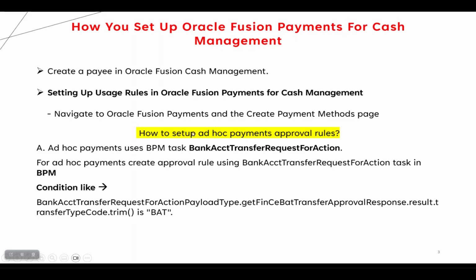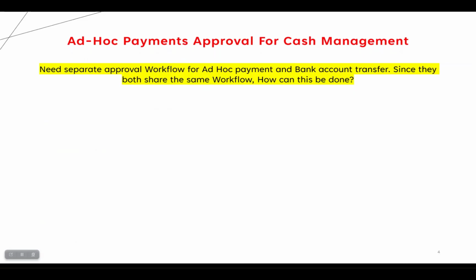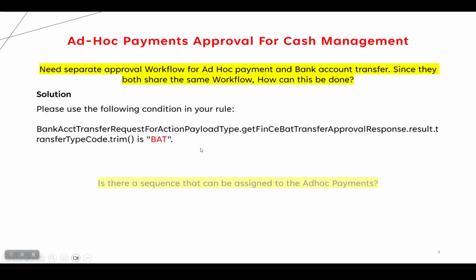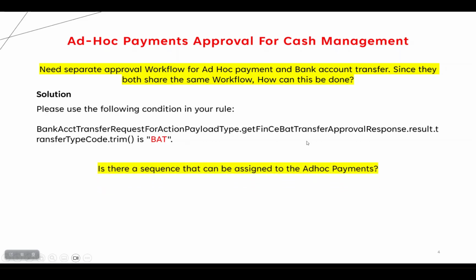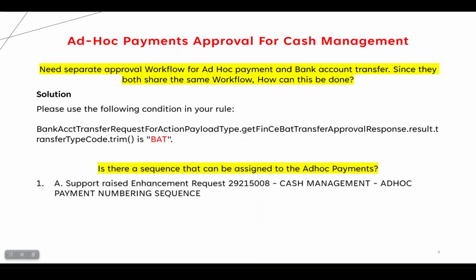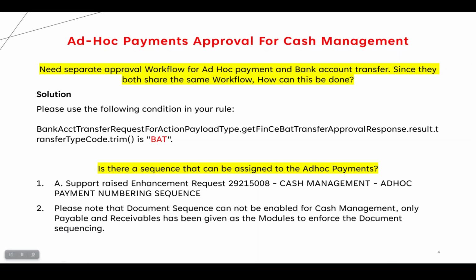This is what we completed. After that, again, if you need a separate one, you have to select an approval group for this. Is there any sequence that can be assigned to the ad hoc payment? No. There is one enhancement request raised to make ad hoc payment sequence numbers. Also, as you know, the document sequence cannot be enabled for cash management. It's only enabled for account payables and account receivables, which have been given as modules to enforce document sequencing.